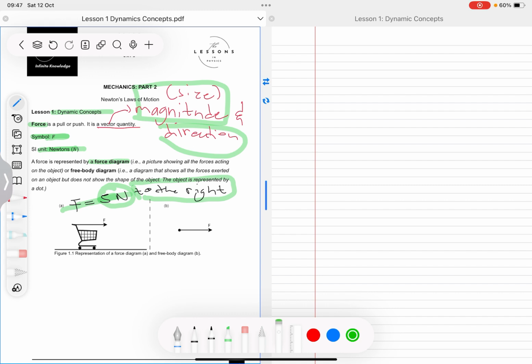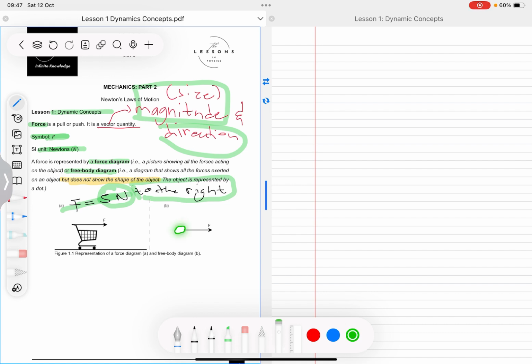Another way in which we represent a force is through a free body diagram, right? A free body diagram is defined in the same way as the force diagram. It's a diagram that shows all the forces acting on an object. The only difference is that with a free body diagram, we do not have the shape or the picture of the object. So what we do here is represent the object as a dot.